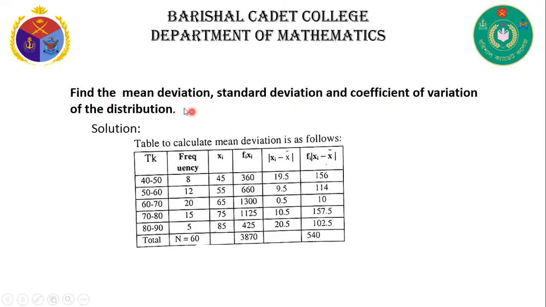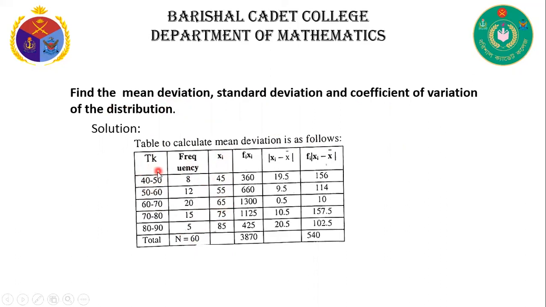So first, the mean deviation. For mean deviation, table to calculate mean deviation. Here given data 40 to 50, 50 to 60, 60 to 70, and also given frequency 8, 12, 20, 15, 5. We know the sum of the frequency is equal to capital N, that means 60, and xi, that means mid value, 50 plus 40, that means 90 divided by 2, that means 45. 60 plus 50 divided by 2, that means 55. In the same way, we can write this term.